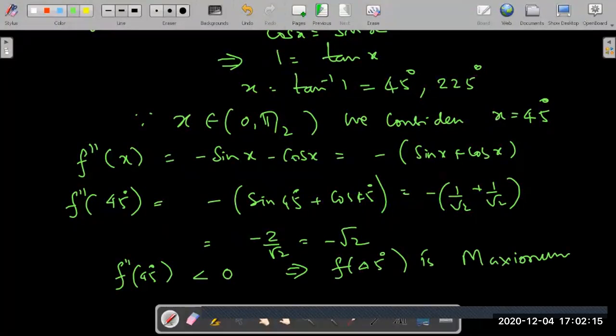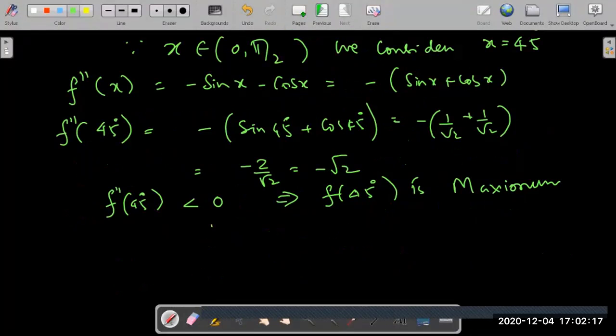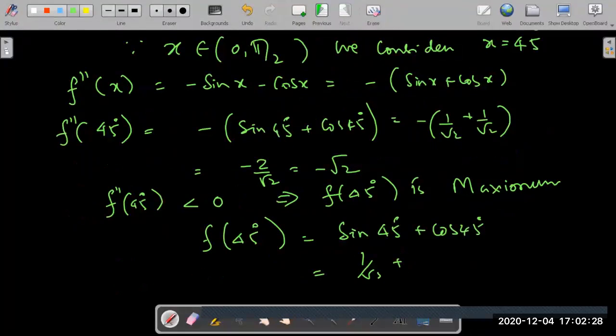So we need to find the maximum value. f of 45 degrees is sin 45 plus cos 45. This is 1 by root 2 plus 1 by root 2, that's 2 by root 2. So it's root 2. Root 2 is the maximum value for that.